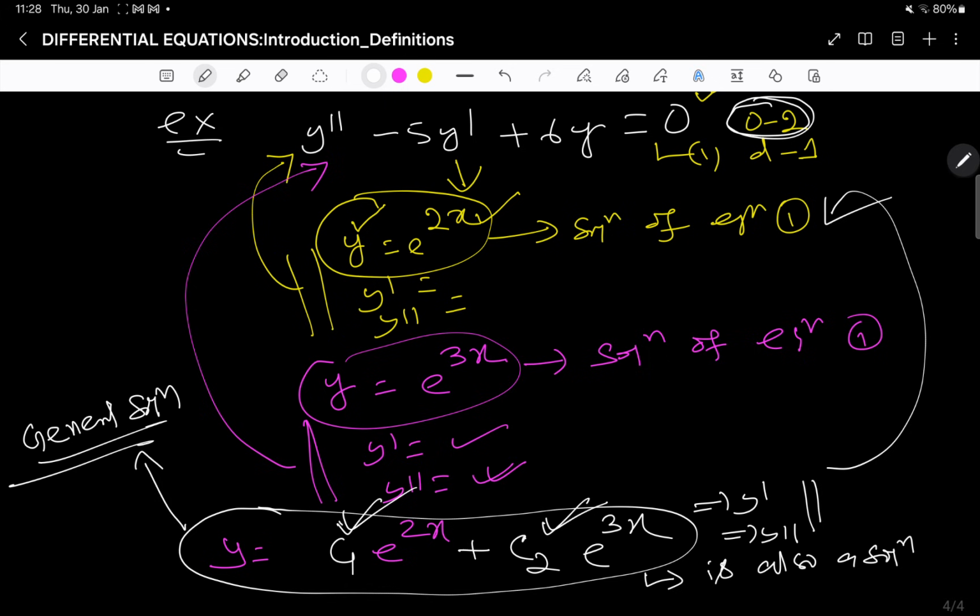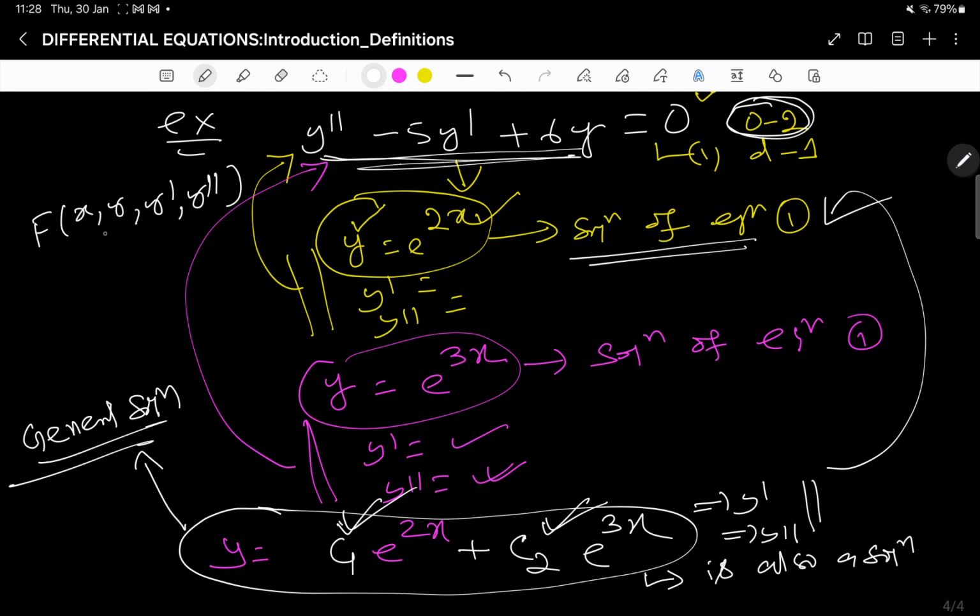So what is a solution? The solution of a differential equation is a relation between the variables involved. In this equation the variables involved are x, y, y', y''. So the relation between x and y is a relation or a function, and it will satisfy these equations. Now here, if the solution involves a number of arbitrary constants the same as the order of the equation, then it is called a general solution.